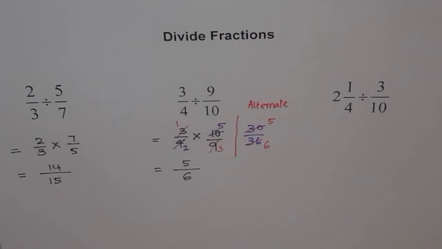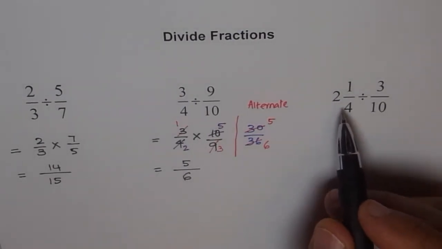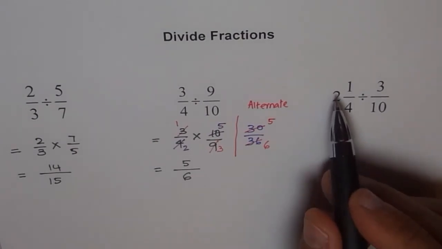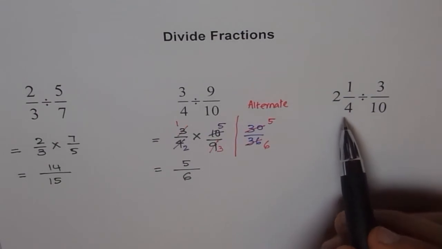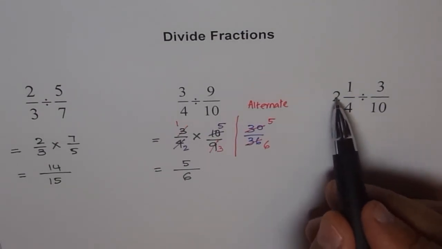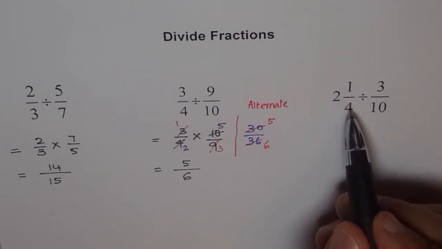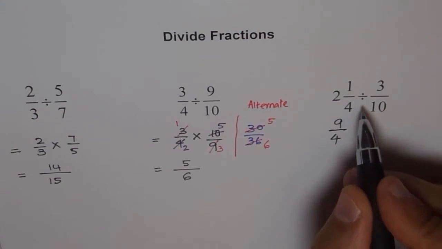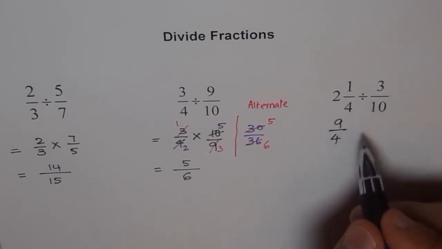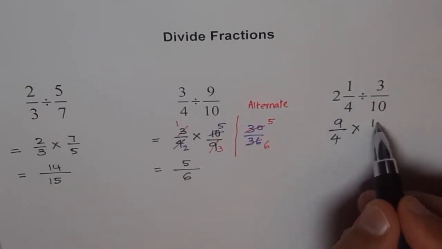Now let's do the next one. There I have taken mixed fractions. First, you should know how to write mixed numbers as improper fractions, right? To write them as improper fractions, you multiply 2 times 4 and then add 1, right? 2 times 4 is 8, 8 plus 1 is 9. So I can write this as 9 over 4. Then divide becomes multiply, and we take the reciprocal of this. We get 10 over 3.